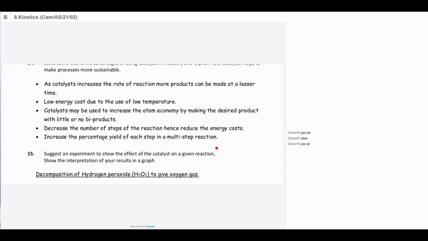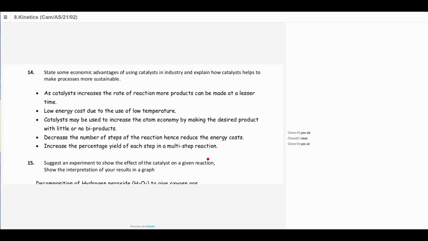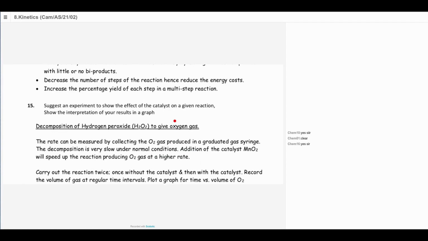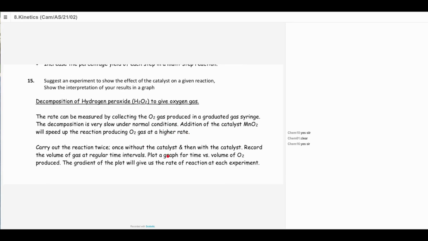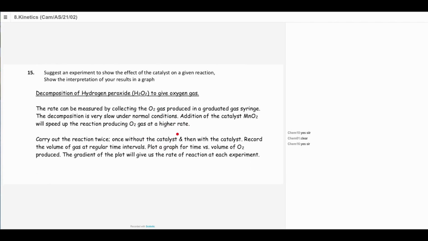As for the advantages of using catalysts, catalysts will decrease the energy demand for a reaction. They will also increase the percentage yield, and atom economy will be increased by using a catalyst. Because a catalyst increases the rate of reaction, it's more profitable to get more products in a lesser time.